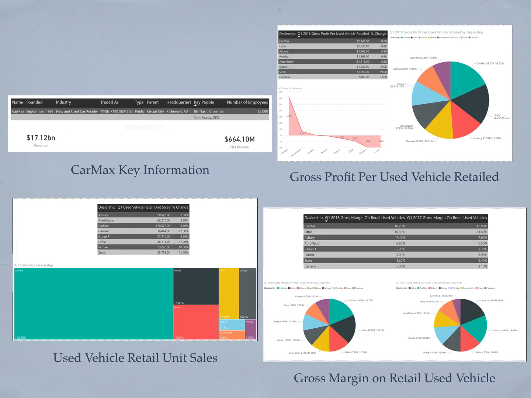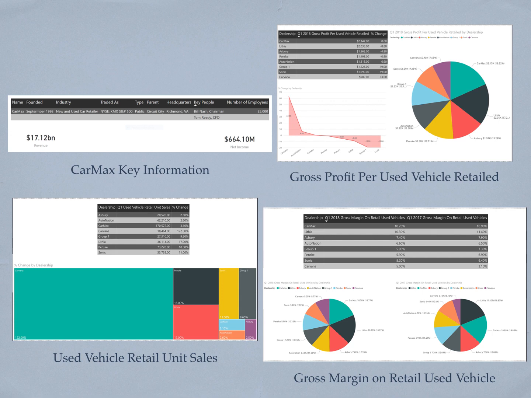All right, this slide deals with CarMax. I did some visuals using Power BI. The first one, the top left, is the CarMax key information. So CarMax was founded in September 1993. It is part of the new and used car retail industry. It's publicly traded as KMX, S&P 500, on the New York Stock Exchange.